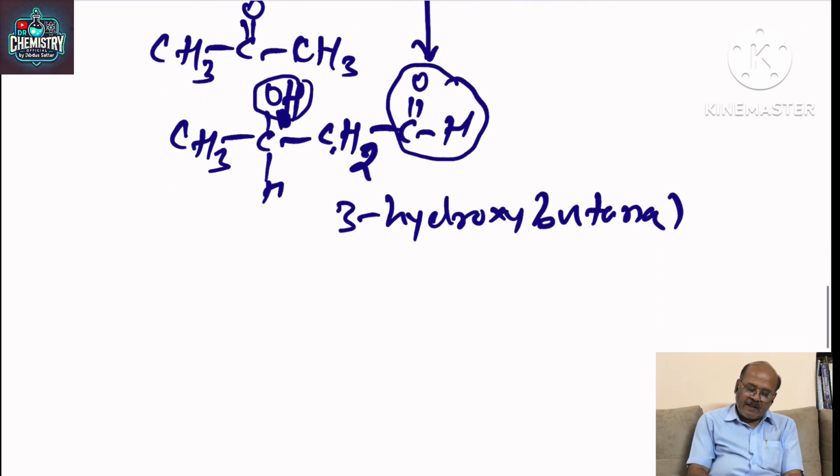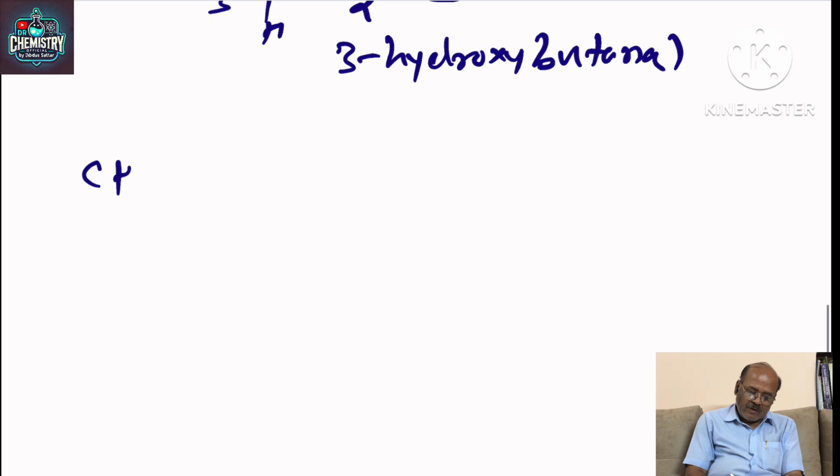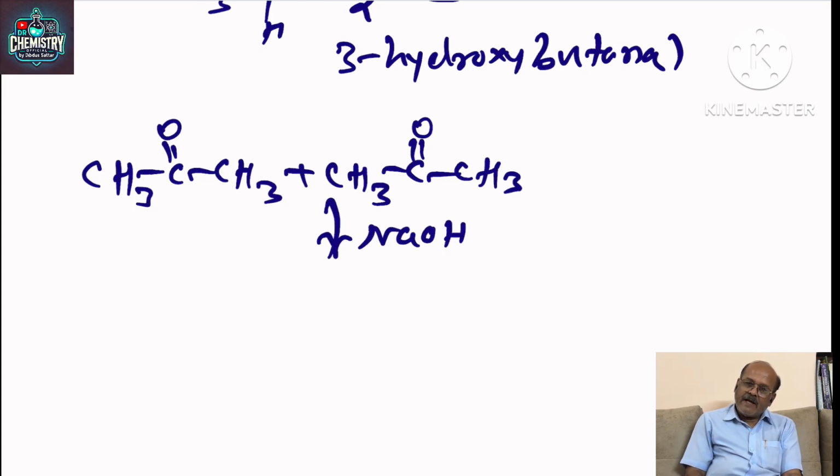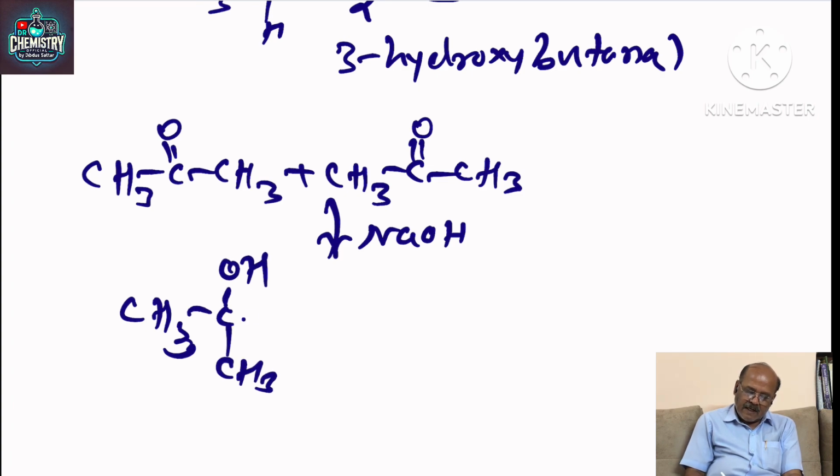Similarly, suppose you take acetone: CH3, C double bond O, and CH3, and one more acetone molecule, C double bond O and CH3, and the reaction is carried out in the presence of dilute sodium hydroxide or dilute alkali. One of the hydrogens from this will be shifted to this one and result in the formation of a beta hydroxy compound, C OH and then CH3. Here one hydrogen is gone, one valence becomes free, so this CH becomes CH2, then C double bond O, and CH3.